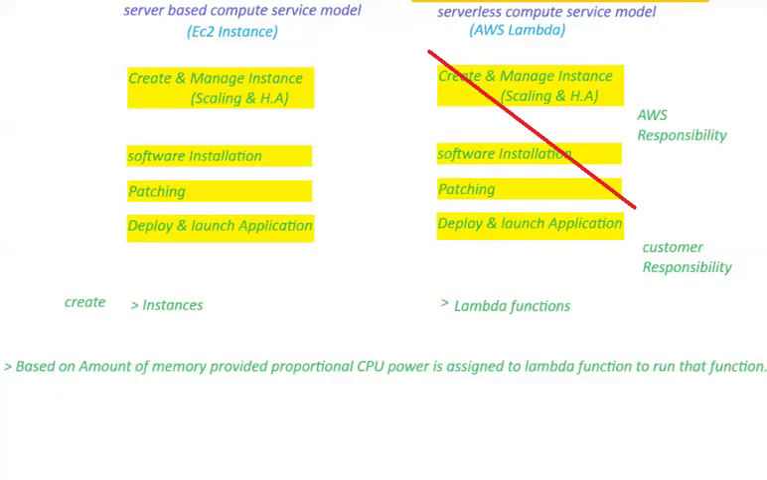Based on how much memory is provided, proportional CPU power is assigned to your Lambda function to run it. Whenever you run that function, that much CPU power is utilized. So can I say the charge incurred on my account is based on the memory provided? Yes. Based on the amount of memory you use, that much charge is incurred on your account.